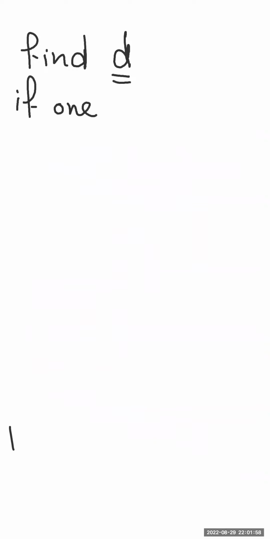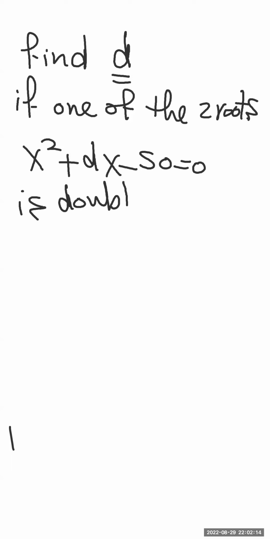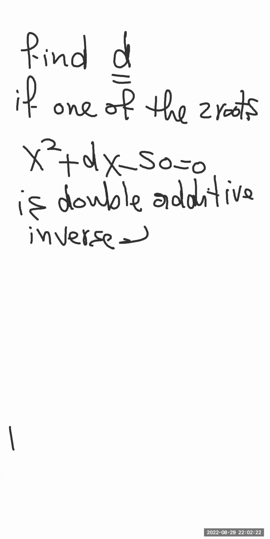Concentrate well in this one. Find d, if one of the two roots of the equation x squared plus dx minus 50 equals 0 is double the additive inverse of the other. Okay, no problem.